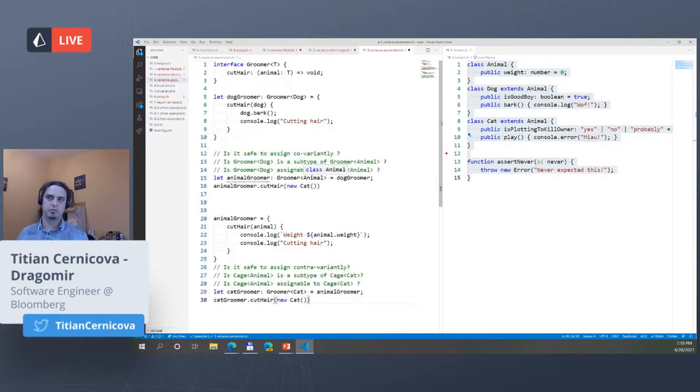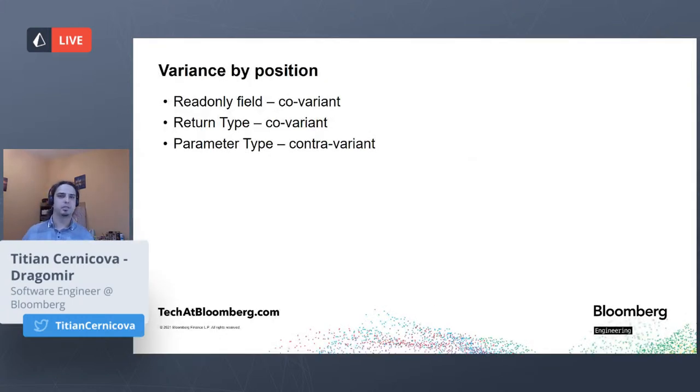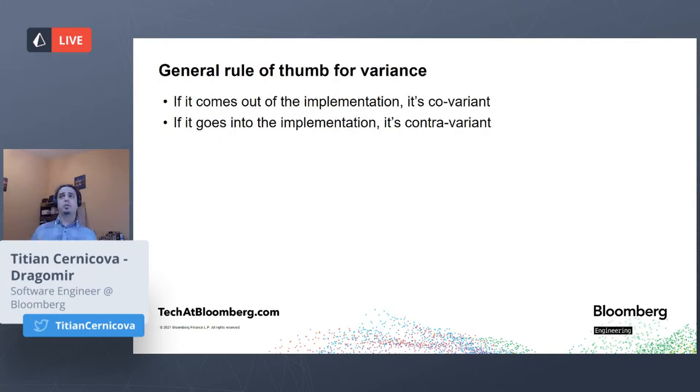So what we can deduce from this is that covariant assignment is not safe for parameters, but contravariant assignment is valid, is safe. So parameter types are contravariant. Now, as a general rule of thumb for variance, we can think of it like this. If it comes out of the implementation, such as, for example, the return type of a method or a read-only field, then it's going to be covariant. If it goes into the implementation, like the parameter, then it's going to be contravariant.